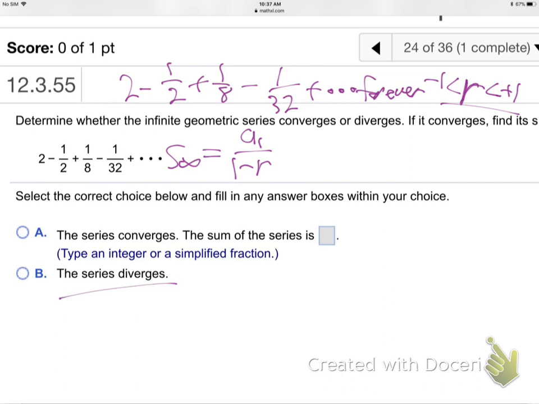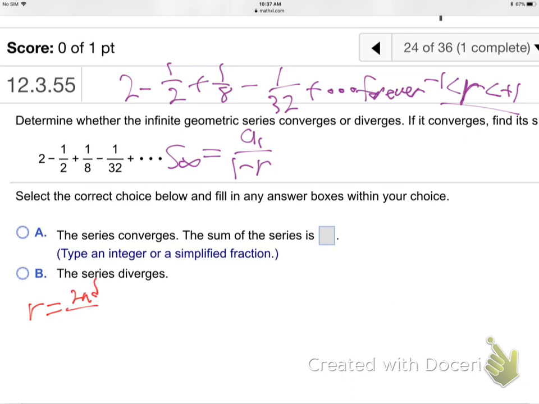See how they have that option down here? Series diverges. If R is not between negative 1 and positive 1, don't use the formula. Even though the formula would give you a number, it's bogus. Just say the series diverges. So check R. Find R, second term divided by first term, right? Should be getting R is negative 1/4, so R is good. R is usable.